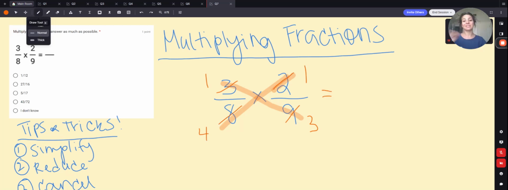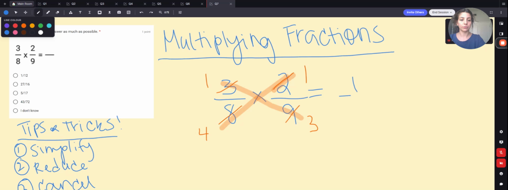So now we can just multiply straight across. When we multiply fractions, we do numerator times numerator, denominator times denominator. So our numerator times numerator, 1 times 1 is equal to 1. And our denominator times denominator is 12. So we get a product of 1/12.